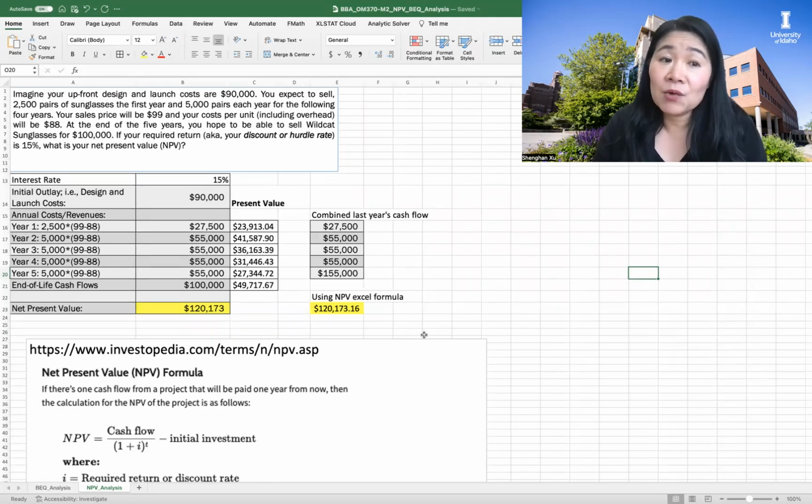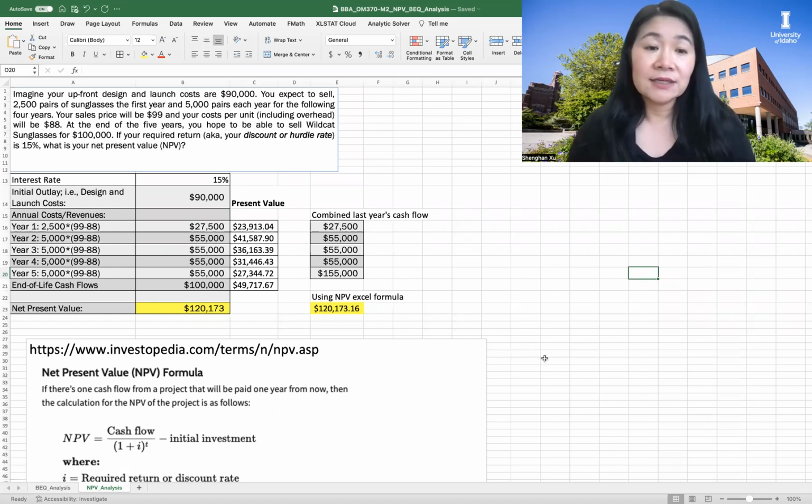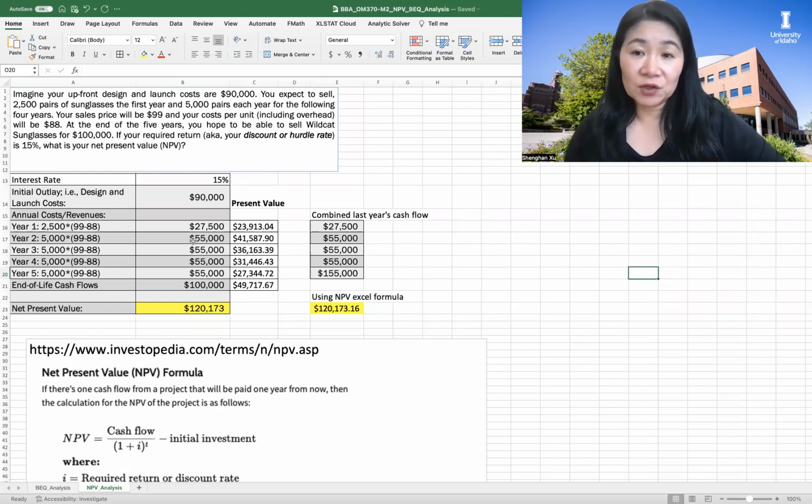So what's your net present value if your required return is 15%? If you're expecting a 15% return, and you can generate this stream of cash flow over the next 5 years, what is the net present value here?